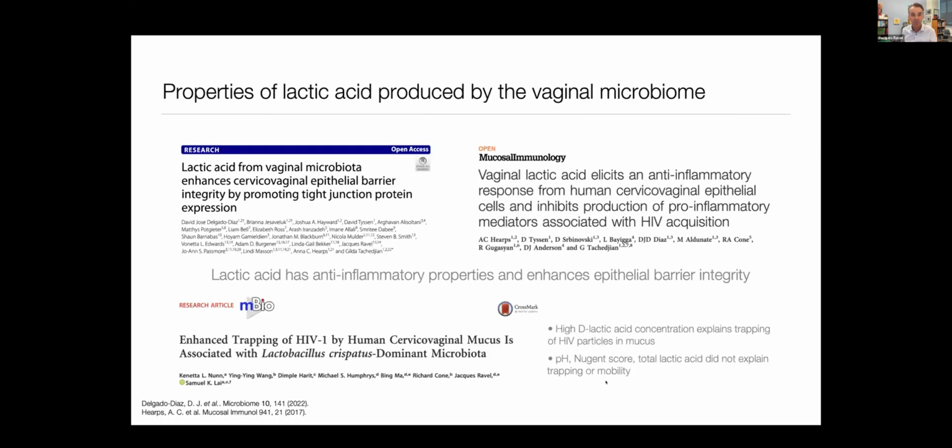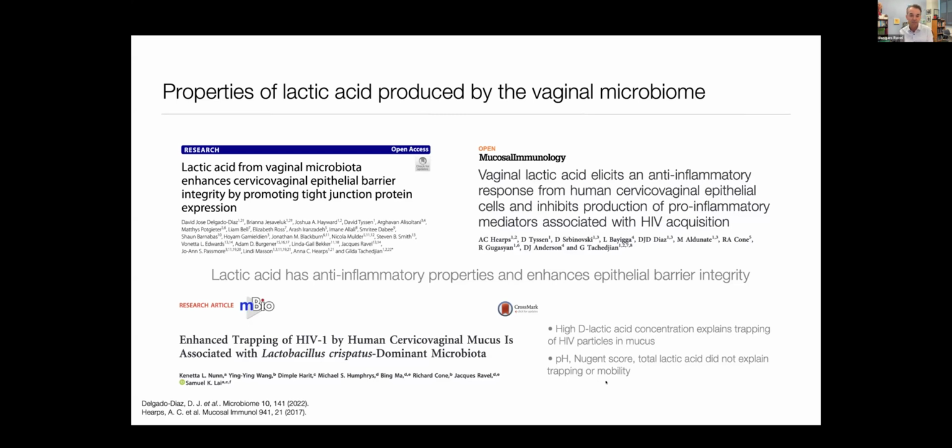There have been a lot of papers that have shown that it is not only anti-inflammatory, so it has very good anti-inflammatory properties, but it also enhances epithelial barrier integrity in the vagina and the cervix as well. And we've also shown that it helps fight pathogens by modifying the properties of mucus, for example.